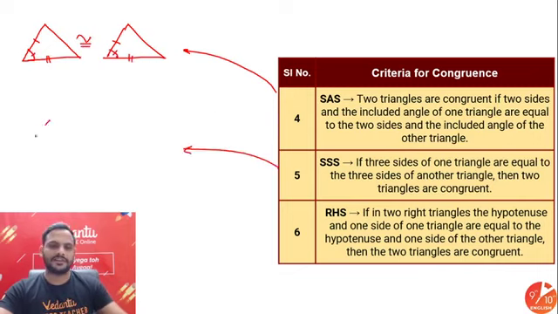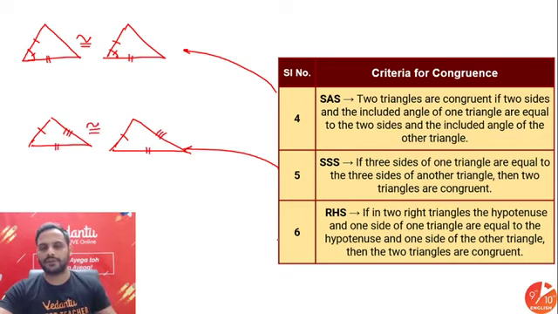Side, side, side, as the name suggests. Suppose these are your two triangles. This side and this side is equal. This side and this side is equal. This side and this side is equal. So in that case also SSS rule, both the triangles are congruent.